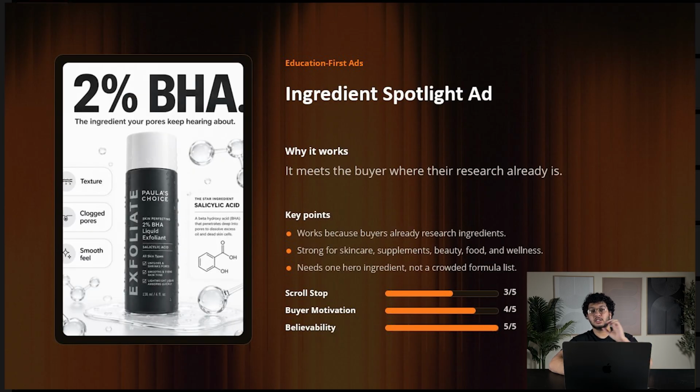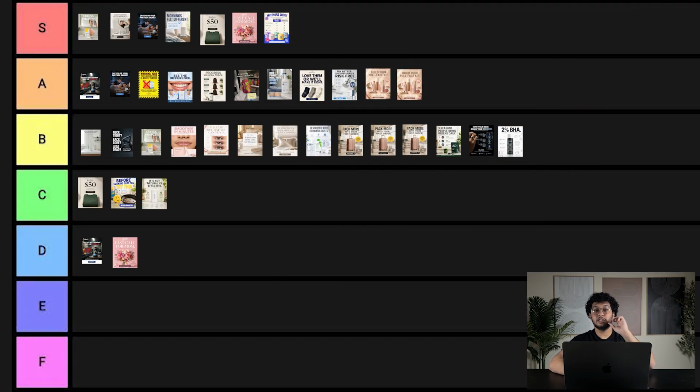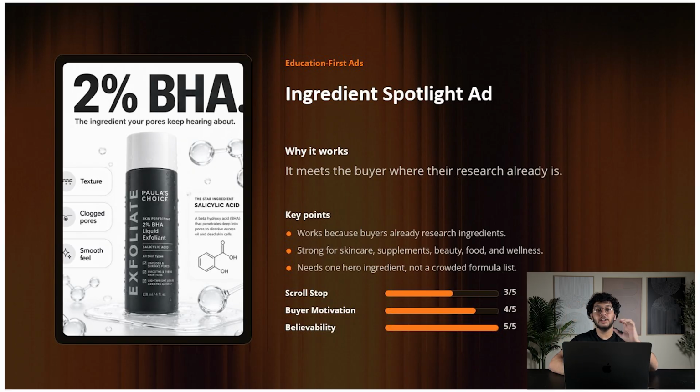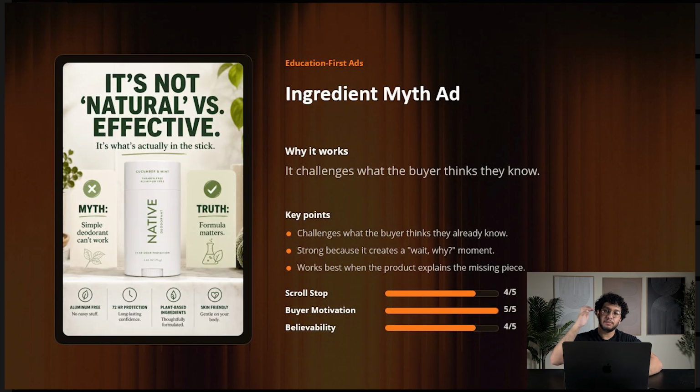Next is the ingredient spotlight. Ingredient spotlights are B tier. They're strong in categories where buyers already research ingredients, like skincare, supplements, food, wellness, beauty. The weakness is scroll stop. A single ingredient might be credible, but it's not always exciting. So this works best when the ingredient is already popular or when the buyer is highly educated. Useful but category dependent. Next is the ingredient myth ad.